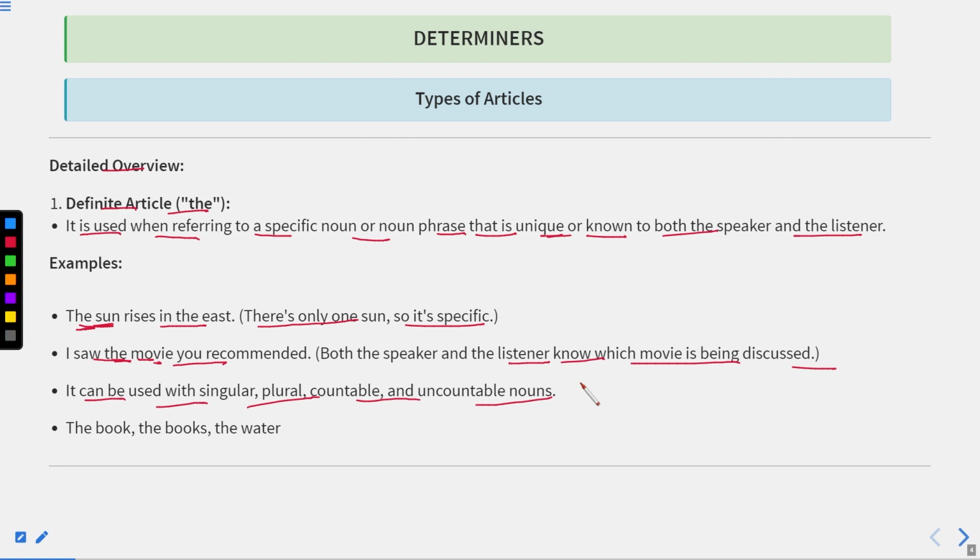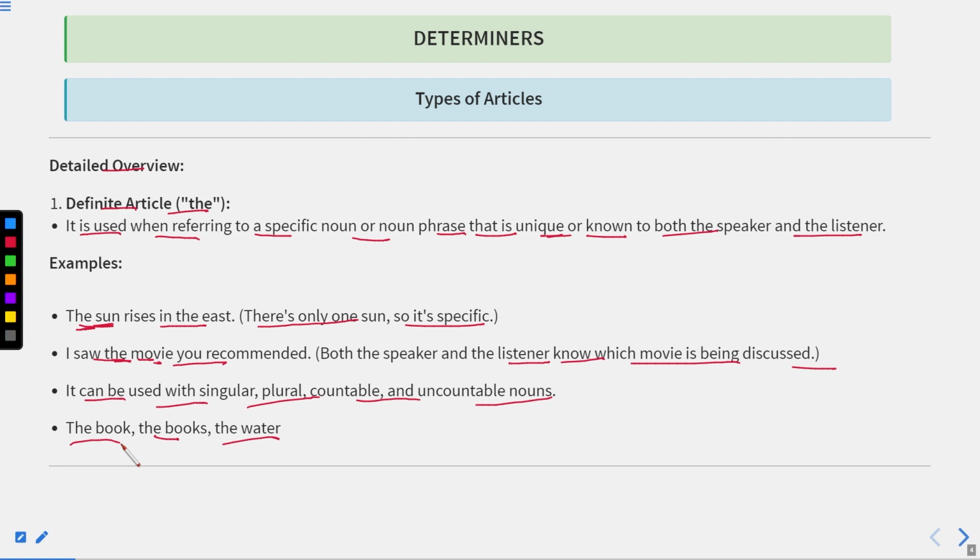Now, this is the speciality of the definite article the. That is, it can be used before any type of noun, whether it is countable, uncountable, singular or plural. Whereas indefinite articles can only be used before a singular noun, but not every noun. The book, the books are also correct. The water. Okay.